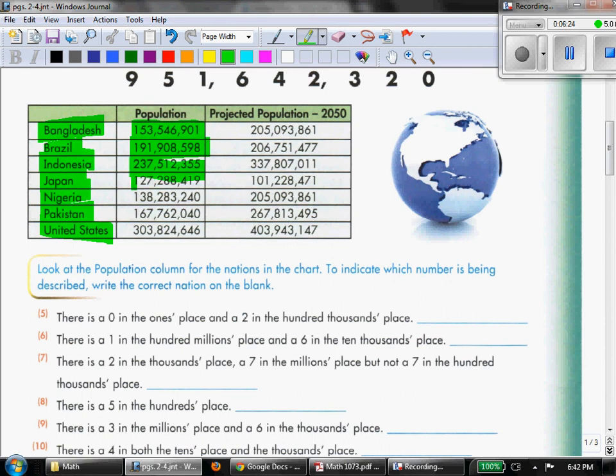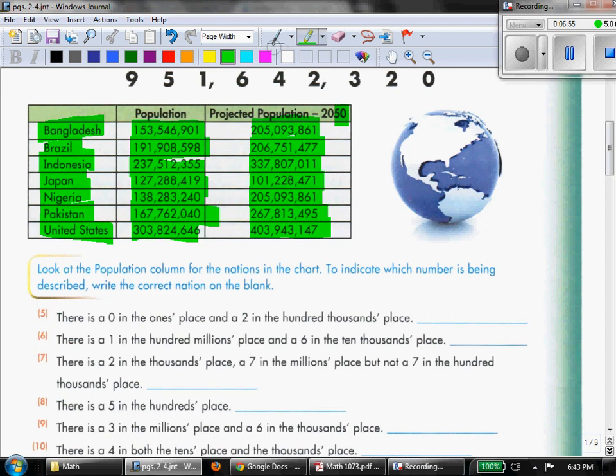Which country has the most? It looks like the United States has the most people. And here's the projected population. That means how many people we think there will be in each country by the year 2050. It's 2012 right now, so that's about 38 years from now. So it looks like the United States will still have the most.